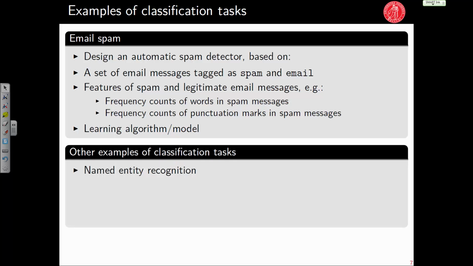Another example is named entity recognition, which is the task of assigning abstract semantic concepts to proper nouns in sentences. I think I have an example here to show.